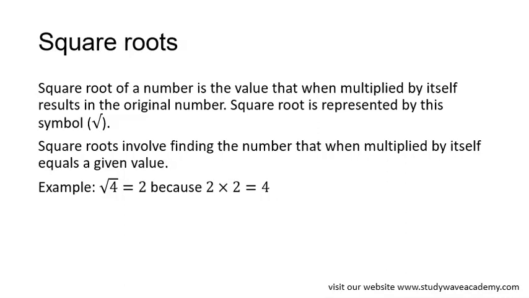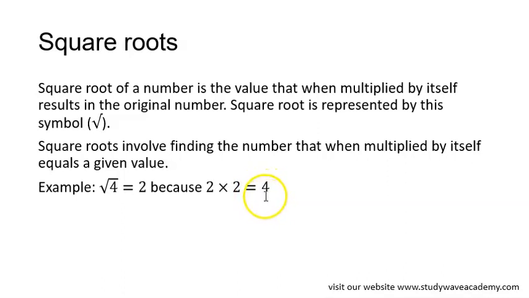The square root of a number is the value that when multiplied by itself results in the original number. The square root is represented by this symbol. It involves finding the number that when multiplied by itself equals a given value. Example, we have the square root of 4. You don't write square root out, you use the symbol. So we say the square root of 4 is equal to 2 because 2 times 2 will give us 4.